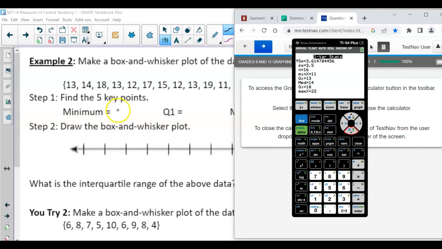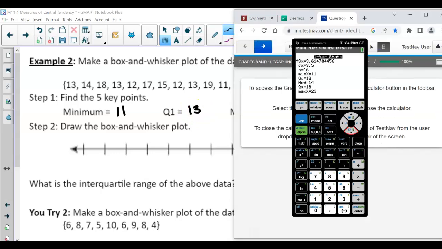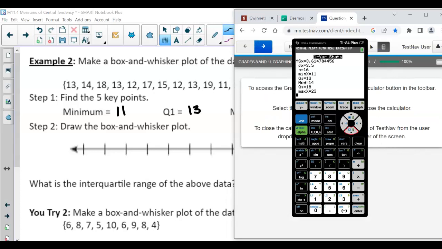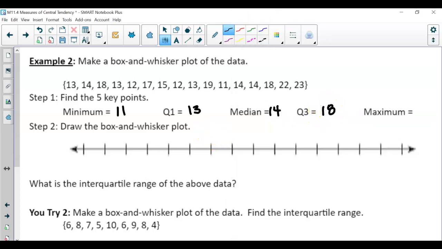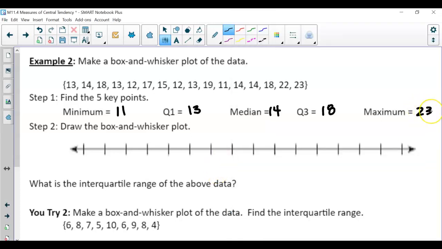The minimum is 11. Quartile 1 was 13. The median is 14. Quartile 3 was 18. And the maximum is 23. And that's it. So notice the calculator, those last 5 key points are actually listed for you in the calculator.